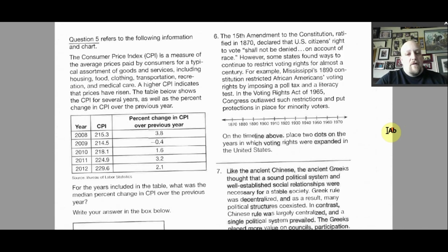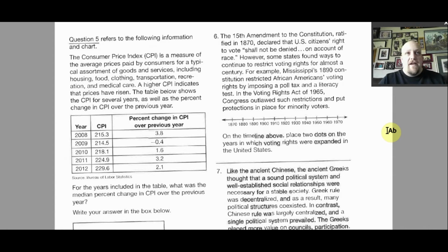So next one, we're going to look at some more charts and things. So the CPI, the Consumer Price Index, is a measure of the average prices paid by consumers for typical goods and services. So basically, it decides what people pay for a certain thing. Like right now, toilet paper is a big thing. The Consumer Price Index decides what the average is for the price of toilet paper.